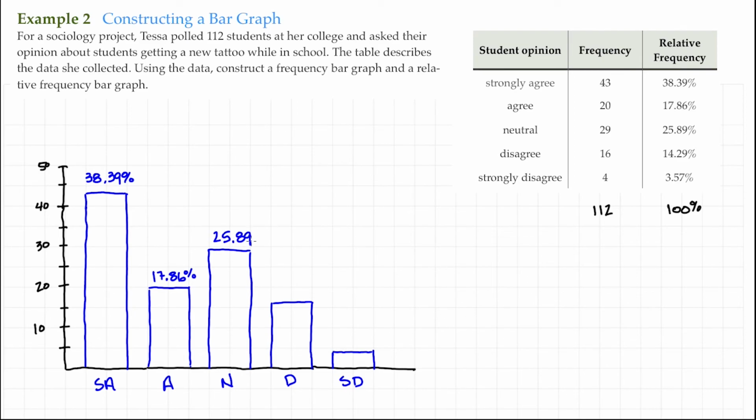25.89%. 14.29. And then 3.57. And again, I can see what the numbers are and I can see what the proportions are. So this tells a good summary of both the frequency and the relative frequency distributions.